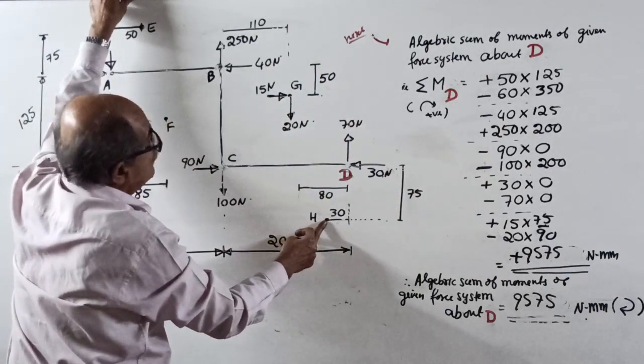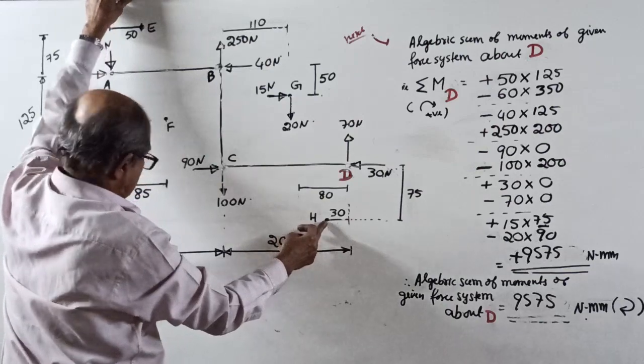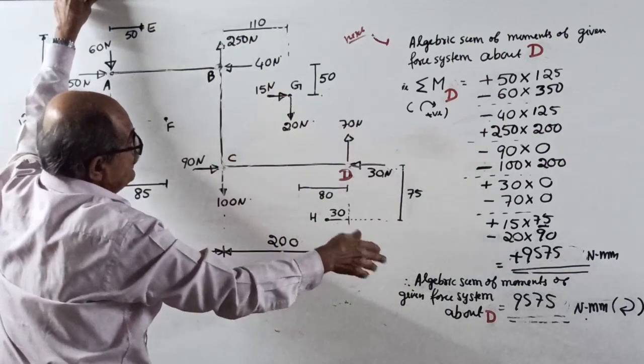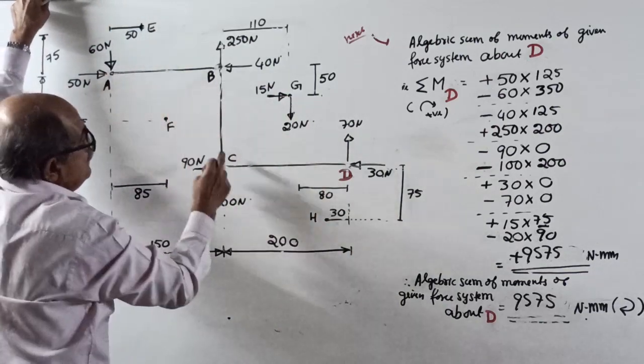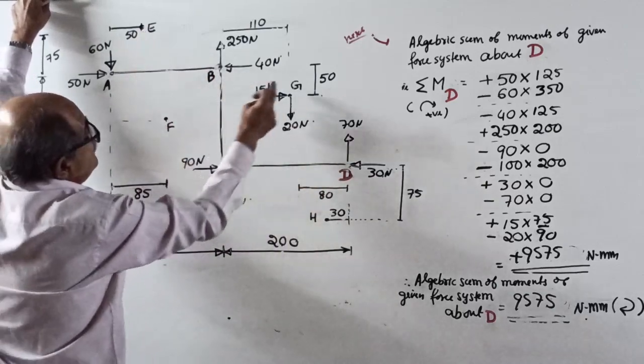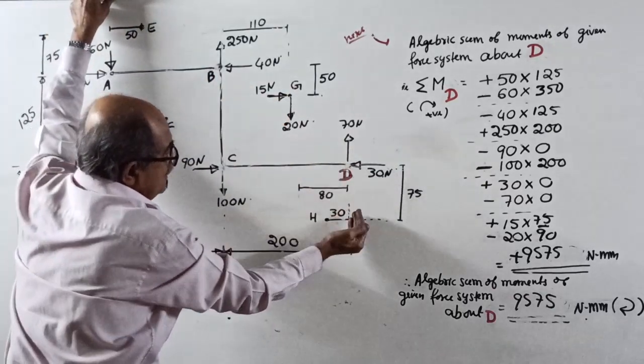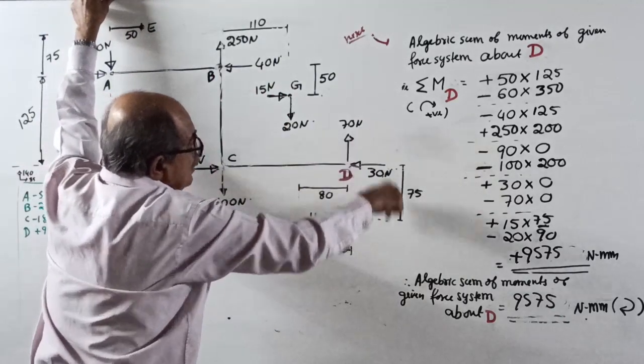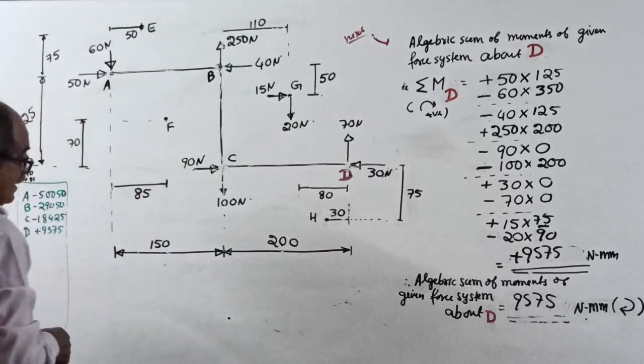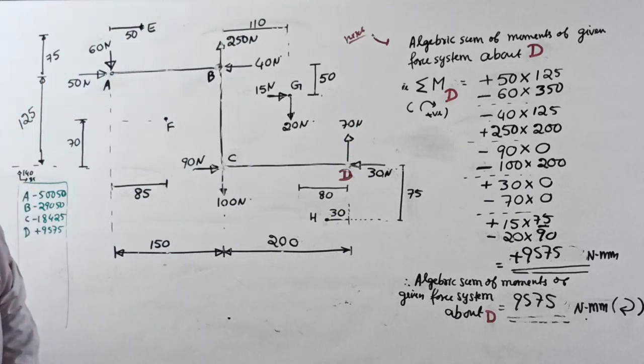Okay, H. Oh, next I should do G, correct? A, B, okay. G, I am doing the same order. They told A, B, C, D, E, F, G, H. The same order will be maintained. H point is somewhere here, from D, left by 30, down by 75. Now I'll do one thing. I'll use that magic and get it.